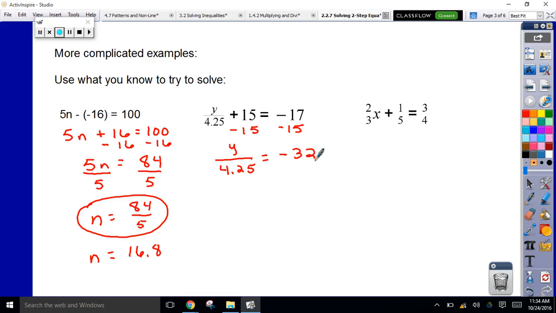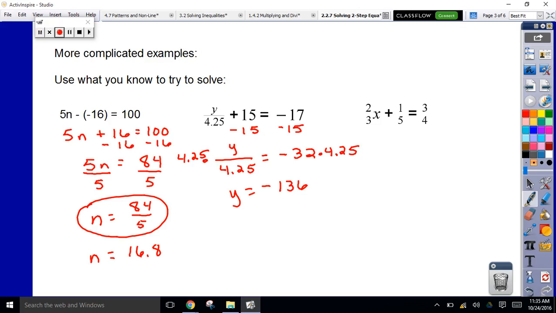Taylor, what do I do next? Or add 32. No, remember my goal is to get y by itself, so I have to get rid of this. Multiply. Yes, multiply by 4.25. So we do the same thing on this side. So y equals, I will not ask anyone to do this in your head, equals negative 136.